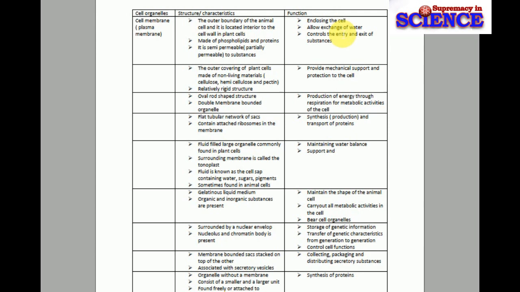So it's called selectively permeable or partially permeable, because it will not allow everything to come in and go out of the cell. It should control, otherwise the cell is not having proper life inside the cell. So it should maintain the life inside the cell, so it has control of entry and exit of substances. So we call it selectively permeable or partially permeable membrane. Permeable means it gives the permission to go. So it is partially permeable, that means it will not give the chance for everything to come in and go out of the cell.